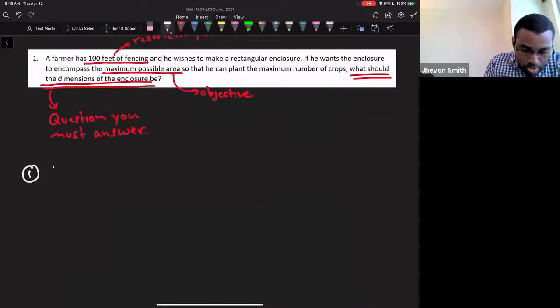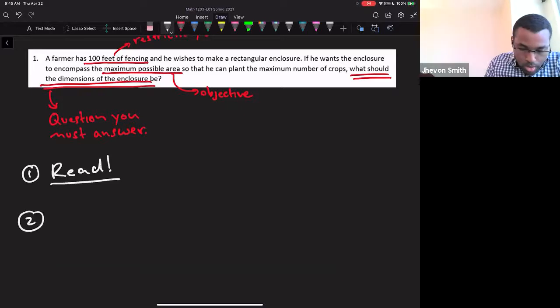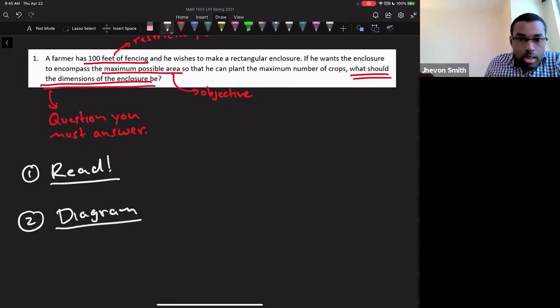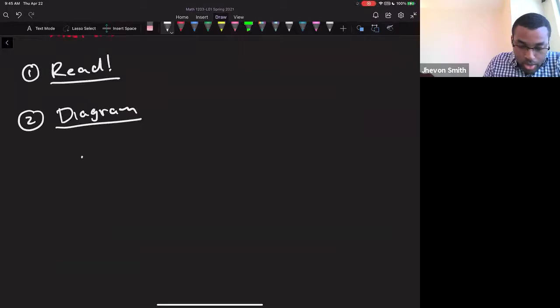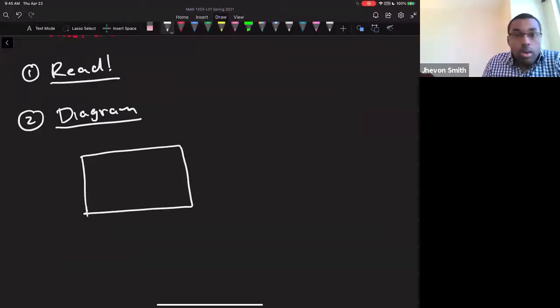So 1, you're going to read. Reading is fundamental. 2, you're going to draw a diagram if possible or necessary. So he wants a rectangular enclosure. The obvious diagram is a rectangle. We need to know the dimensions, which is length and width, which means we don't know the length and width. So I'm going to label the length and the width.